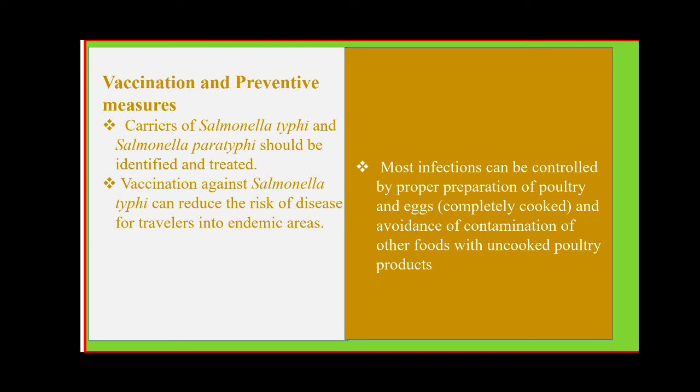Carriers of Salmonella typhi and Salmonella paratyphi should be identified and treated. Vaccination against Salmonella typhi can reduce the risk of disease for travelers to endemic areas. Most infections can be controlled by proper preparation of poultry and eggs, completely cooked, and avoidance of contamination of other foods with uncooked poultry products.